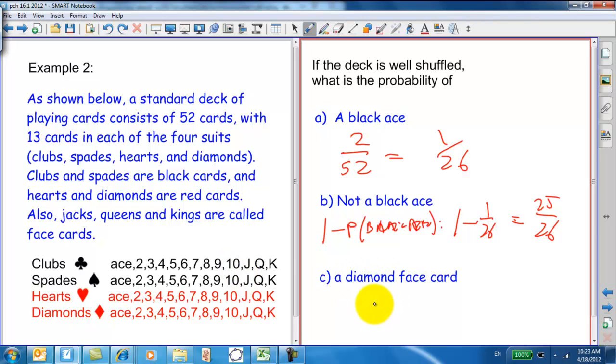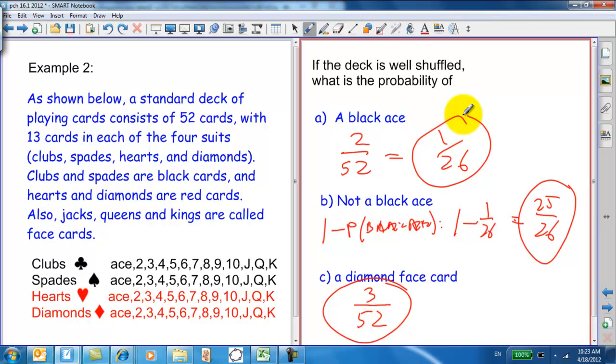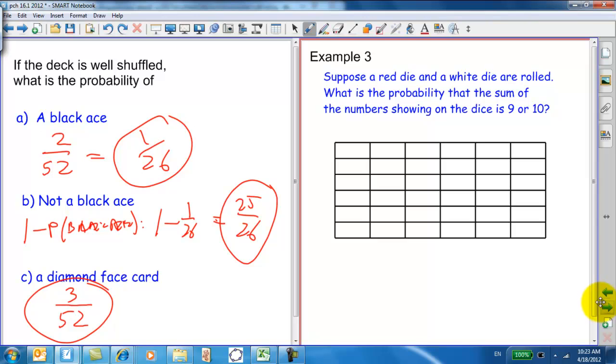A diamond face card. Well, here are the face cards in diamonds. So that's just a jack, queen, king of diamonds out of all 52 cards in the deck. You can leave it as an unreduced fraction, actually, when you're doing probability. Because many times I want to make sure you've counted up the sample space correctly.